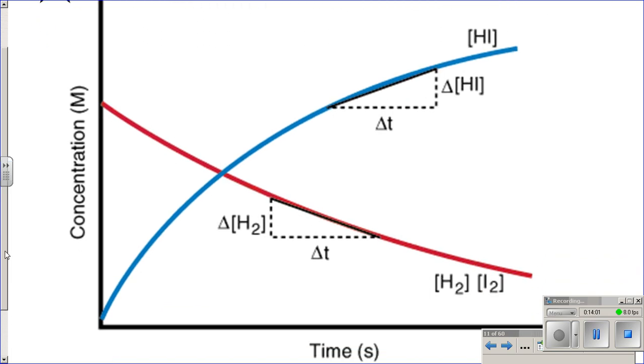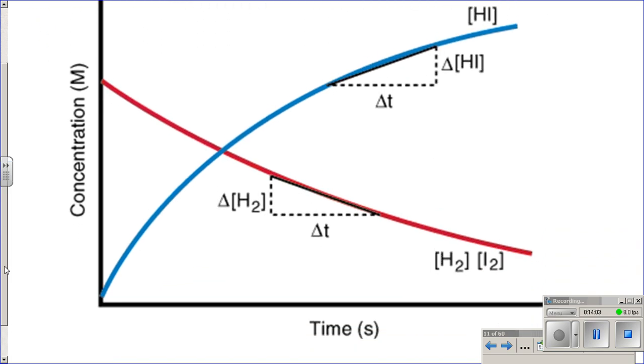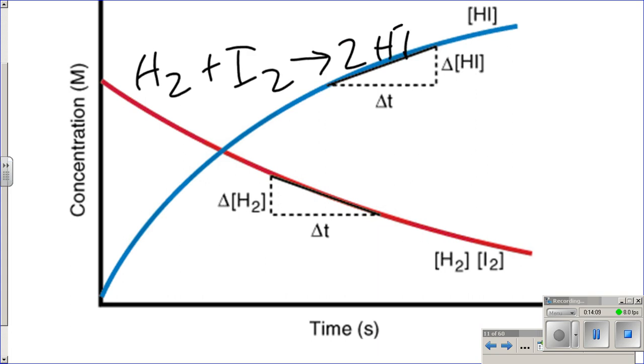Can you see it? How do you know? Tell me how you interpreted that, because that's correct. So how did you know that these were the reactants? Right, because you're starting with them and you're going down, you're consuming them. And how do you know those are the products? Because going up.